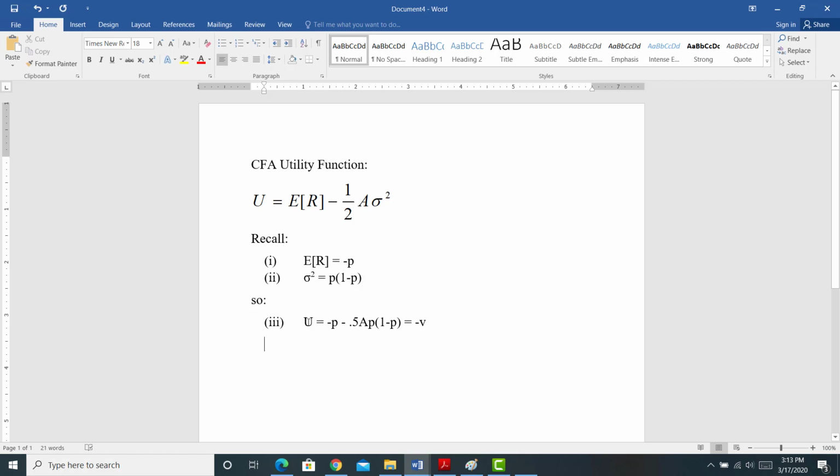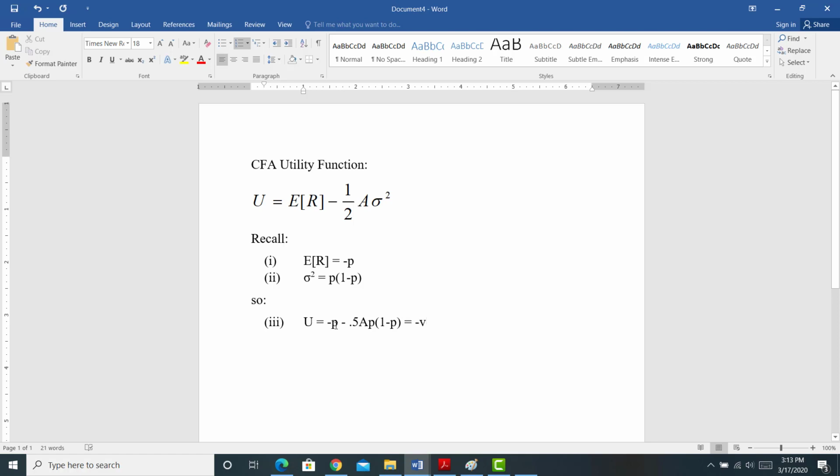And so what we have here is a utility function. I'm just going to plug in the expected return and sigma squared here. I'm going to plug in negative P for the expected return, and P times 1 minus P for sigma squared. Then I'm going to set that equal to negative V, where negative V is the value that you're paying for the insurance contract. Because it's an outflow to you, you have to pay for the insurance, there's a negative sign in front of that.